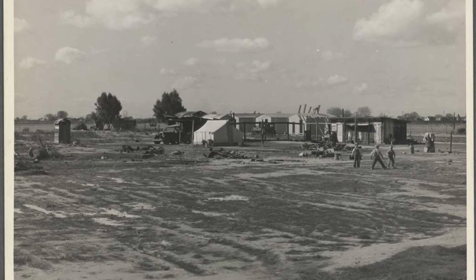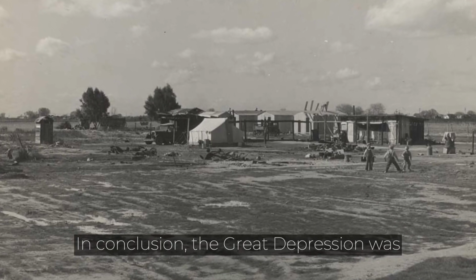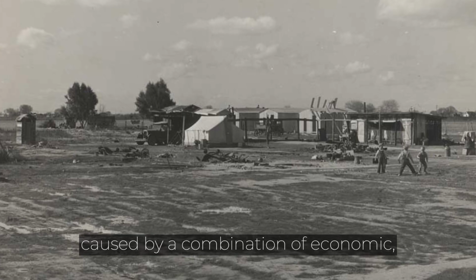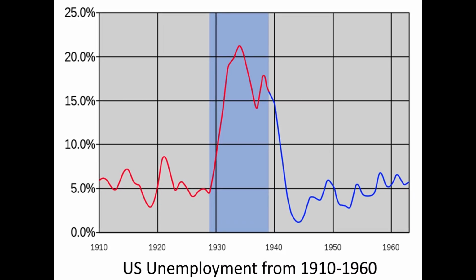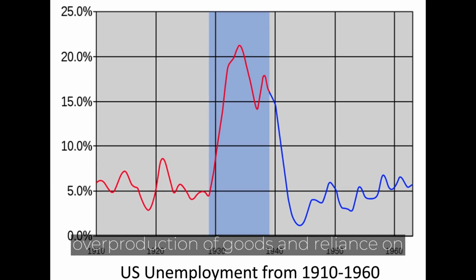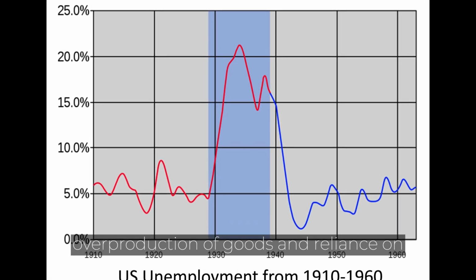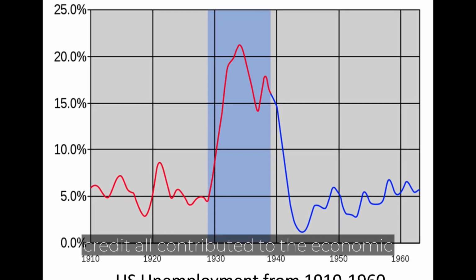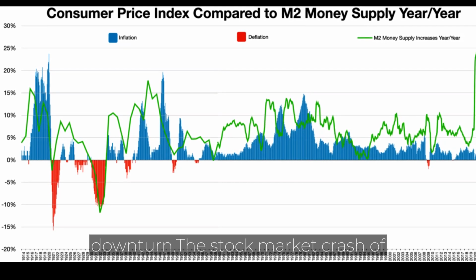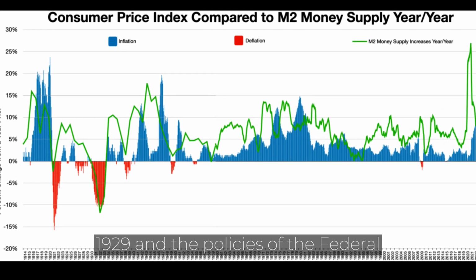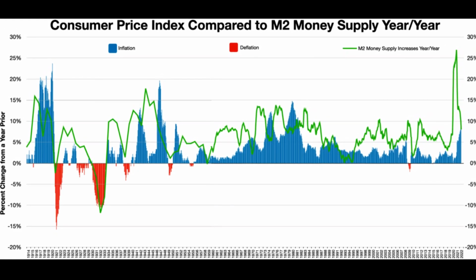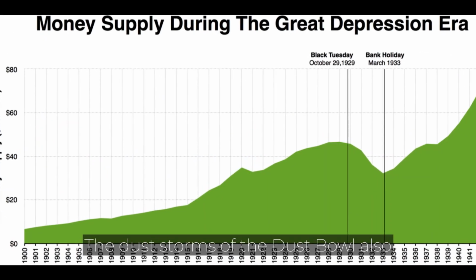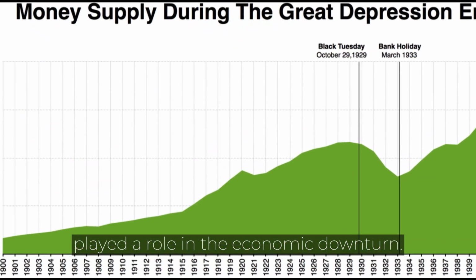The dust storms made it difficult for farmers to grow crops, leading to a decrease in agricultural production and further economic hardship. In conclusion, the Great Depression was caused by a combination of economic, political, and social factors. The unequal distribution of wealth, overproduction of goods, and reliance on credit all contributed to the economic downturn. The stock market crash of 1929 and the policies of the Federal Reserve further exacerbated the crisis. The dust storms of the Dust Bowl also played a role in the economic downturn.